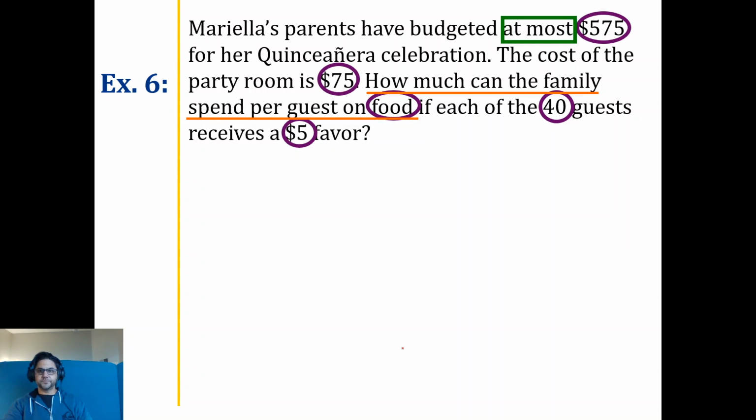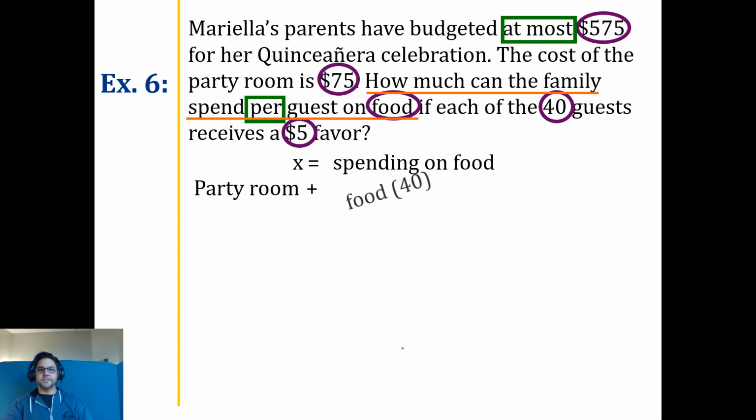Let's see. At most, per guest, that's kind of the helpful information. All right, x is going to be spending on food. The party room we know is $75, plus food times 40 people, because remember, it's really how you plan parties. They determine how much it costs per person.